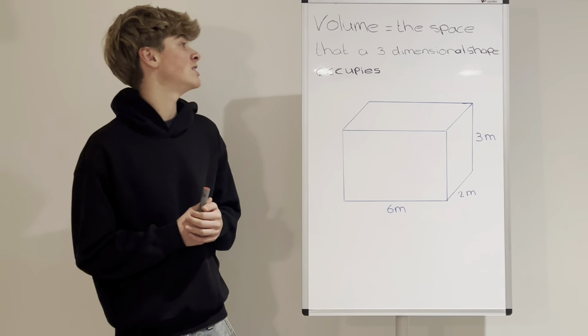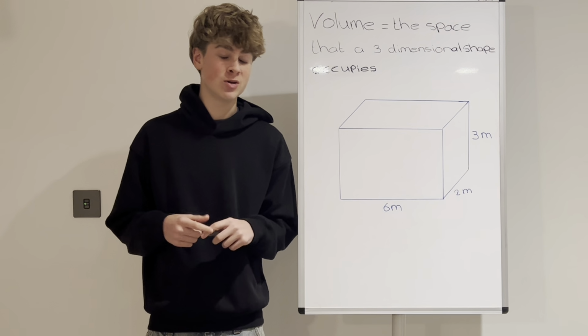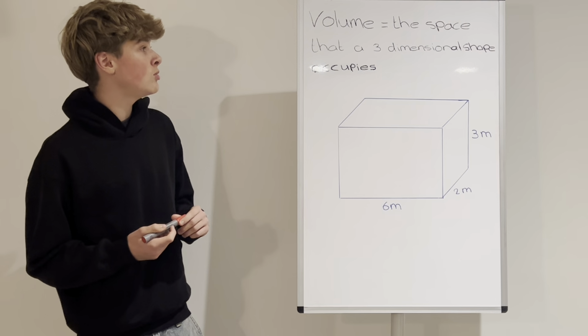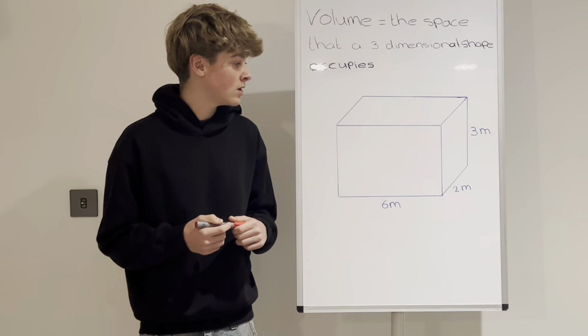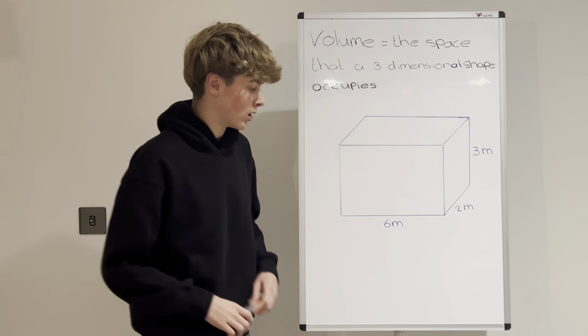Today I'm going to be teaching you about what volume is and how you can calculate the volume of a rectangular prism and of a triangular prism. So volume is the space that a three-dimensional shape occupies. So it will be the space in between the box.